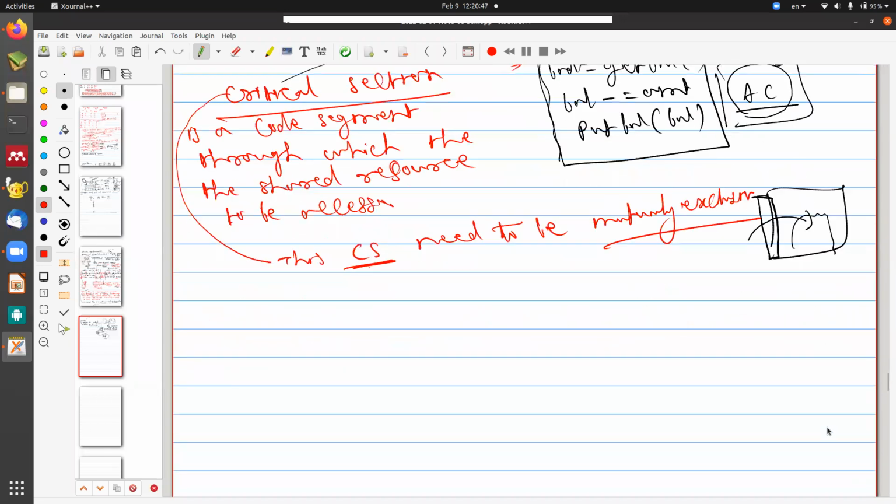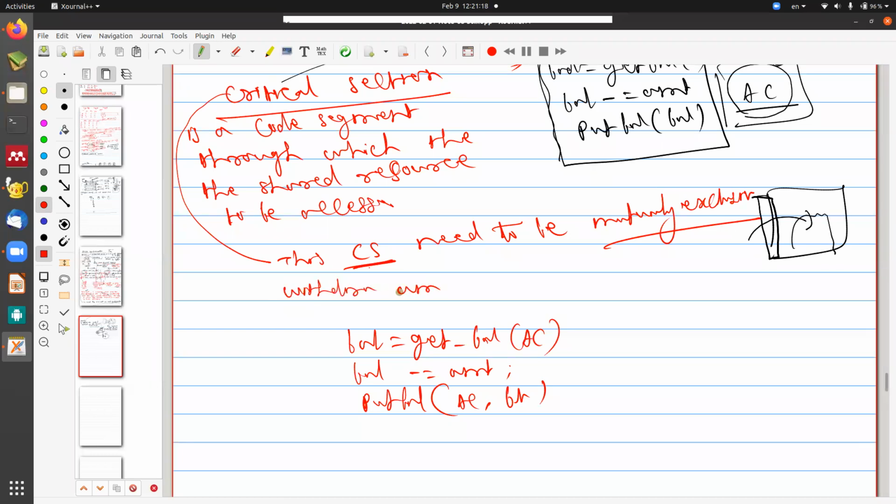So what are they saying? They are saying to take these three lines of code: balance is equal to get balance of the account, then balance minus equal to amount, and put balance is equal to account comma balance. These three lines of code are written inside the withdraw function, withdraw(amount, account).